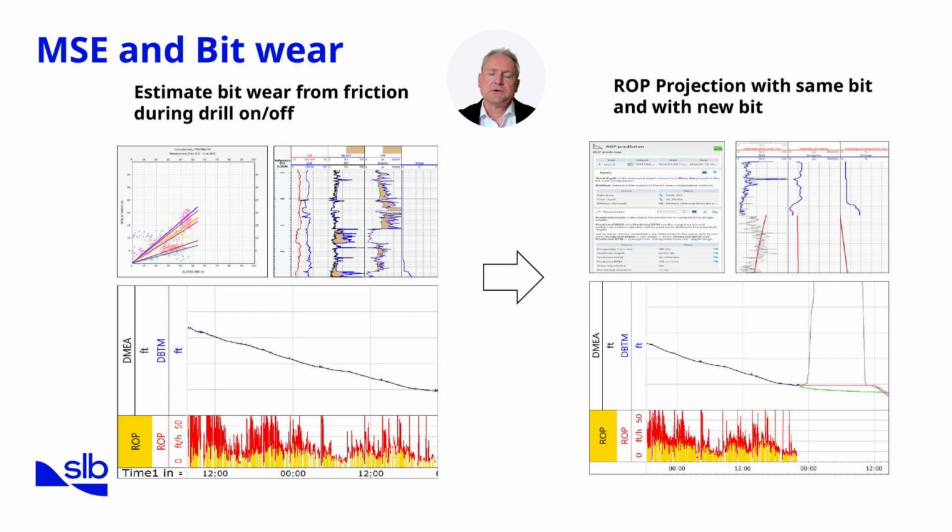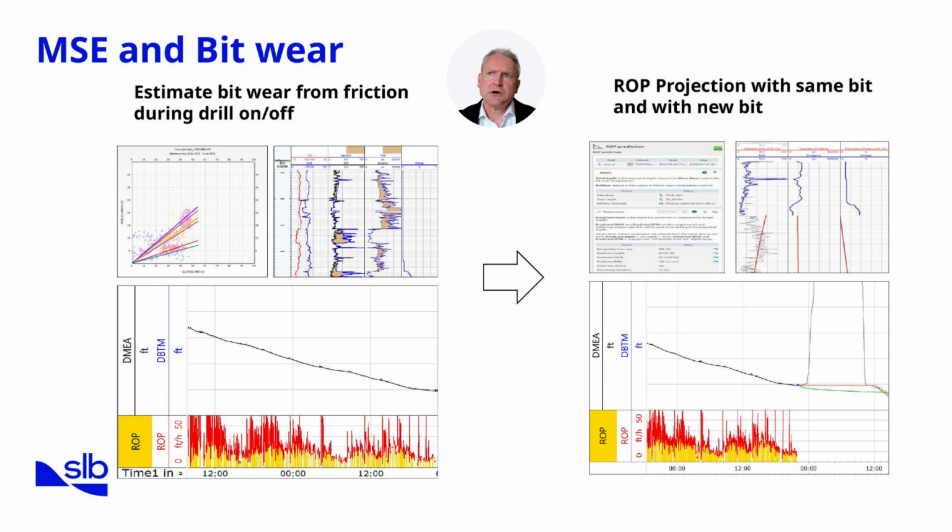Here, we demonstrate how mechanical specific energy can be utilized to dynamically estimate bit wear. The principle is that friction increases as a bit becomes dull, and this is reflected in rising MSE values during both drilling on and drilling off. By trending MSE against time and depth, we can project how much useful life remains in the bit.